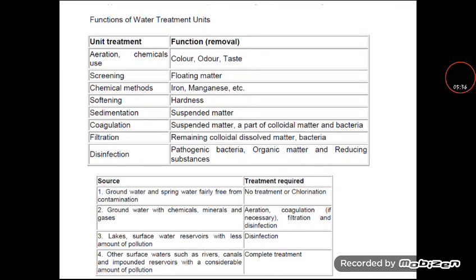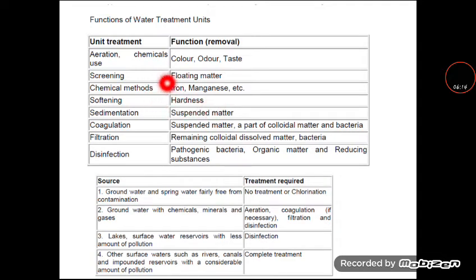So these are the functions of the water treatment, and these are the various unit treatments given to the water, what the use of each unit treatment is, and what its functions are. The function is what is going to be removed by these processes. First of all, as I told earlier, aeration is the process used to remove color, odor and taste. Screening is for removing floating matter, and iron and manganese are removed by various chemical methods.